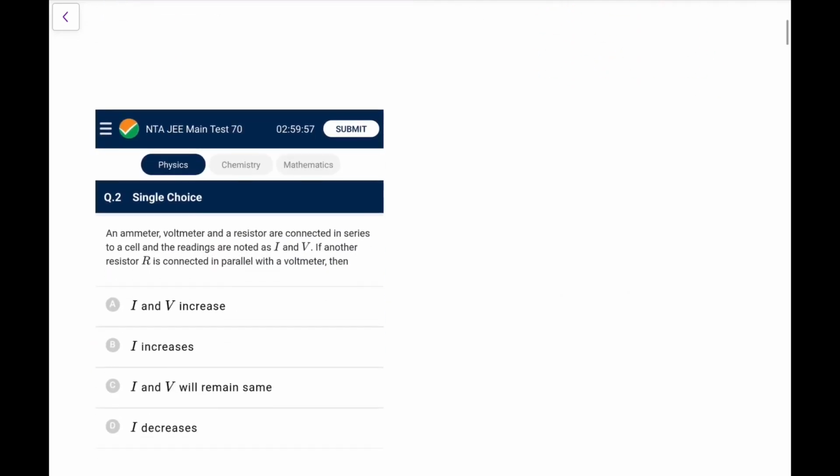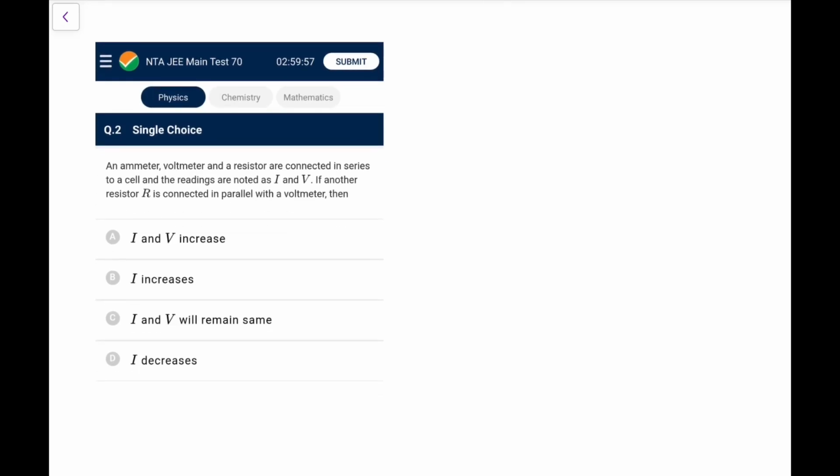Next one. An ammeter, voltmeter and resistor are connected in series to a cell and the readings are noted as I and V. If another R is connected in parallel with the voltmeter, then what happens? So they are connected in series to a cell. Let's say this is an ammeter, this is a voltmeter and this is a resistor. They are connected in series. If the current is I and the voltmeter reading is V, and another resistor R is connected in parallel, what will happen?